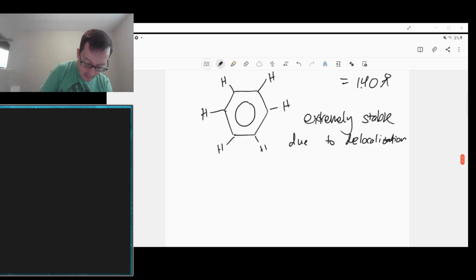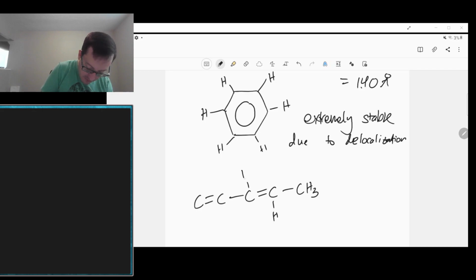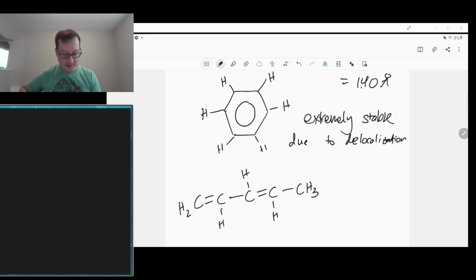So another example. I'm going to just draw this. I'm drawing these molecules in ways that just kills me. Okay, there we go.